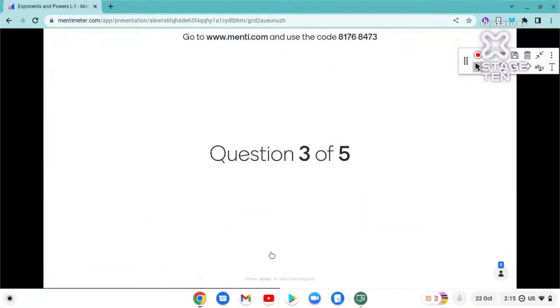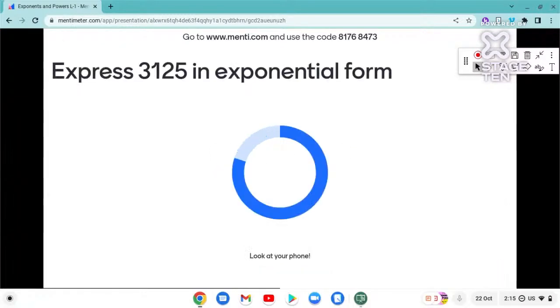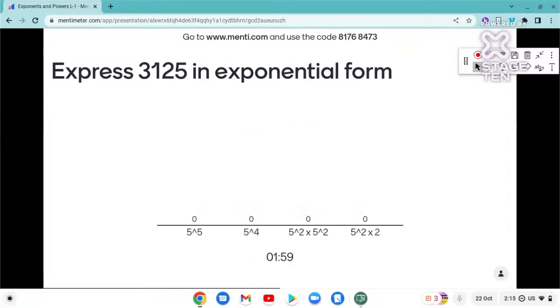Question number 3 on your screens now. Question number 3 is express 3125 in the exponential form. I cannot type the power in the Menti quiz, so I have written 5, the arrow 5. That means 5 raised to 5.